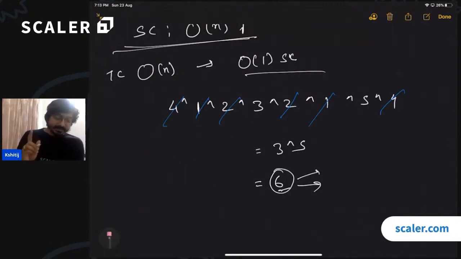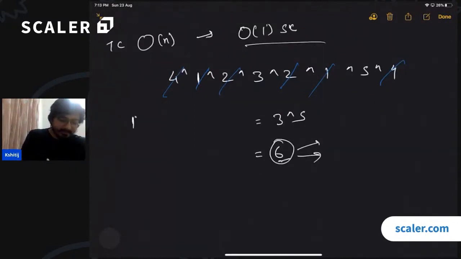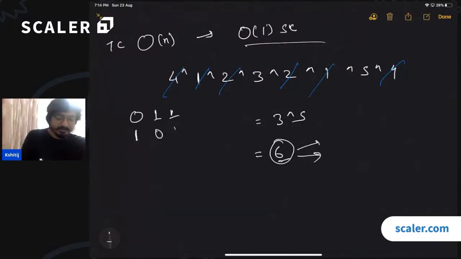If that is not a good idea, then how is this result going to help us? Okay, let us try to analyze this 6. So we have 3 as 0 1 1, and then we have 5, which is 1 0 1. The answer 6 is 1 1 0.